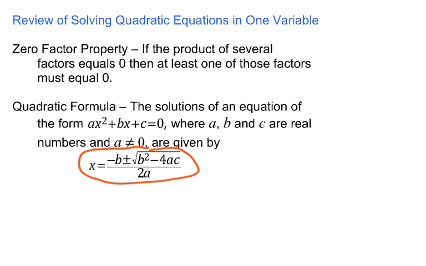And here's how it goes. X is equal to negative b plus or minus the square root of b squared minus 4ac all over 2a.